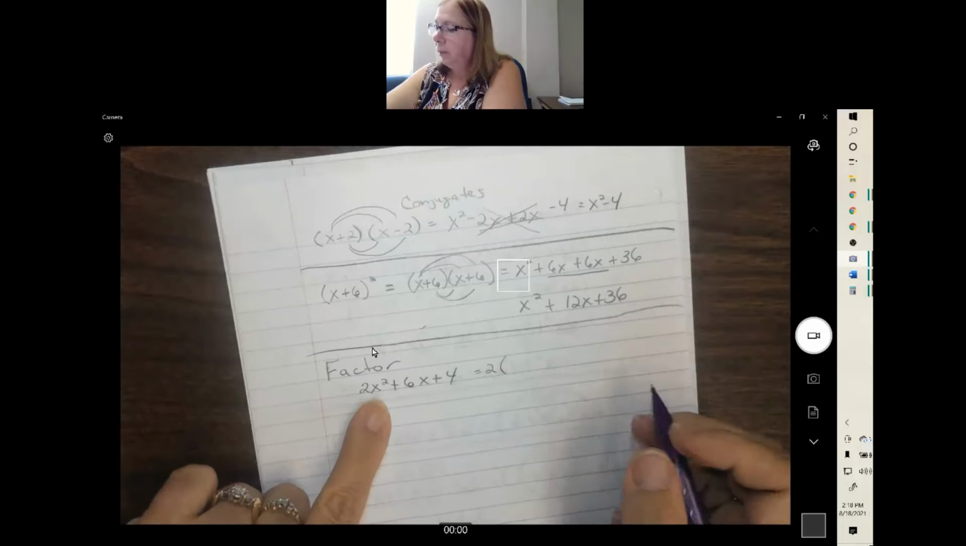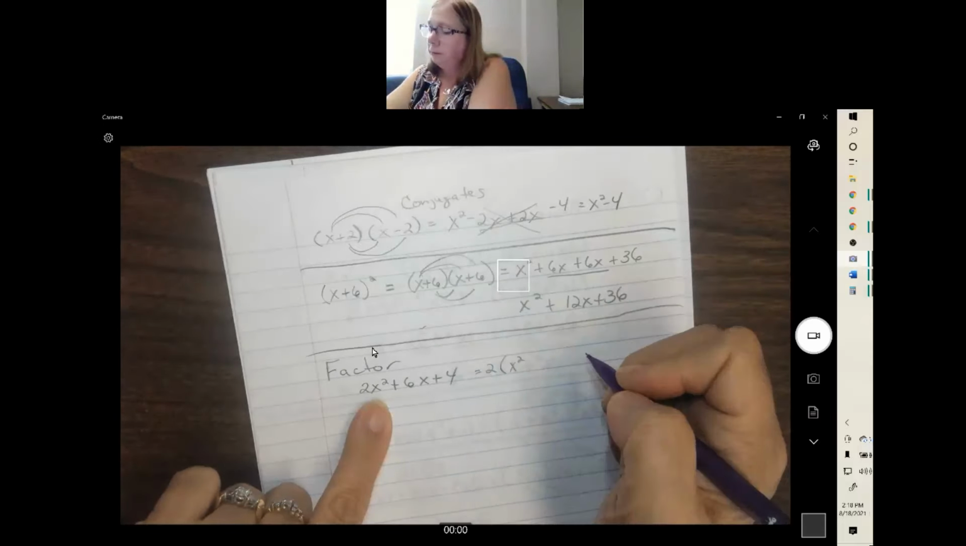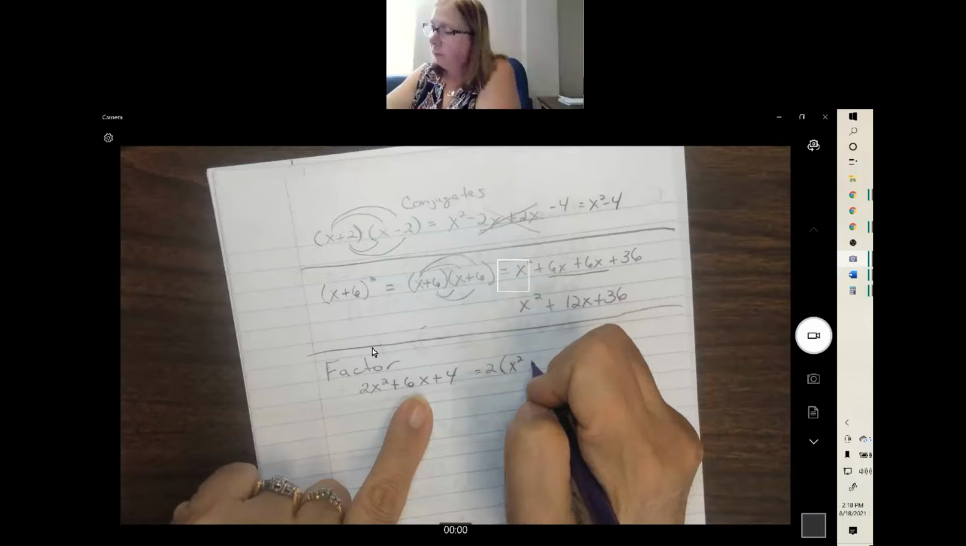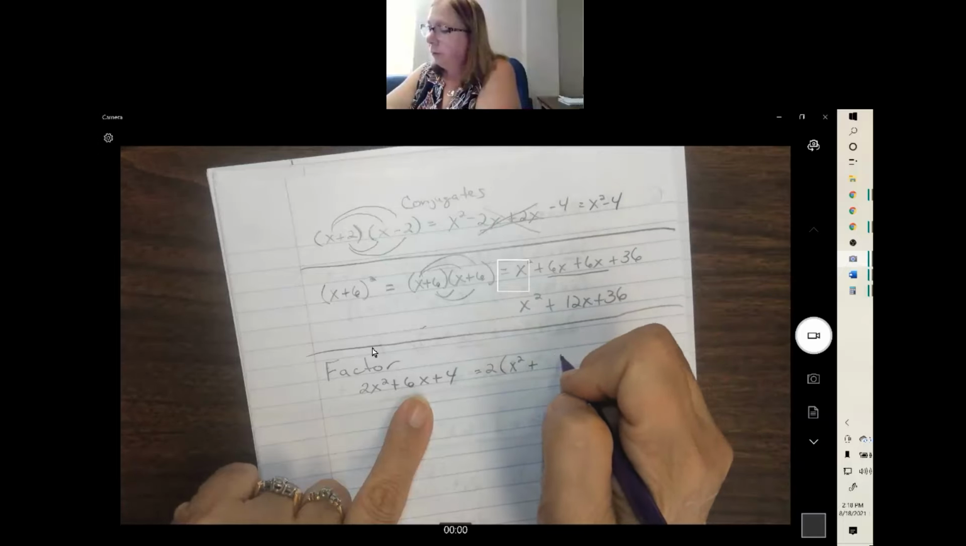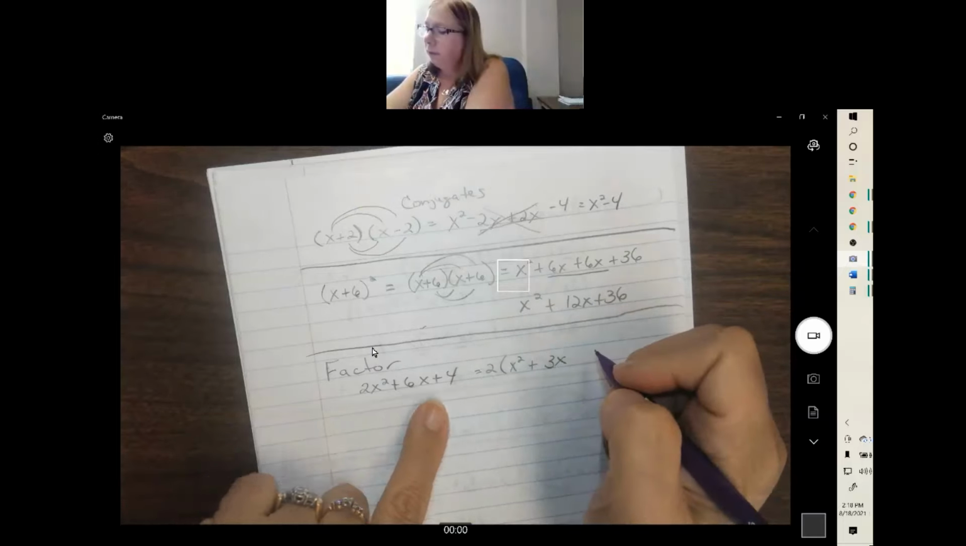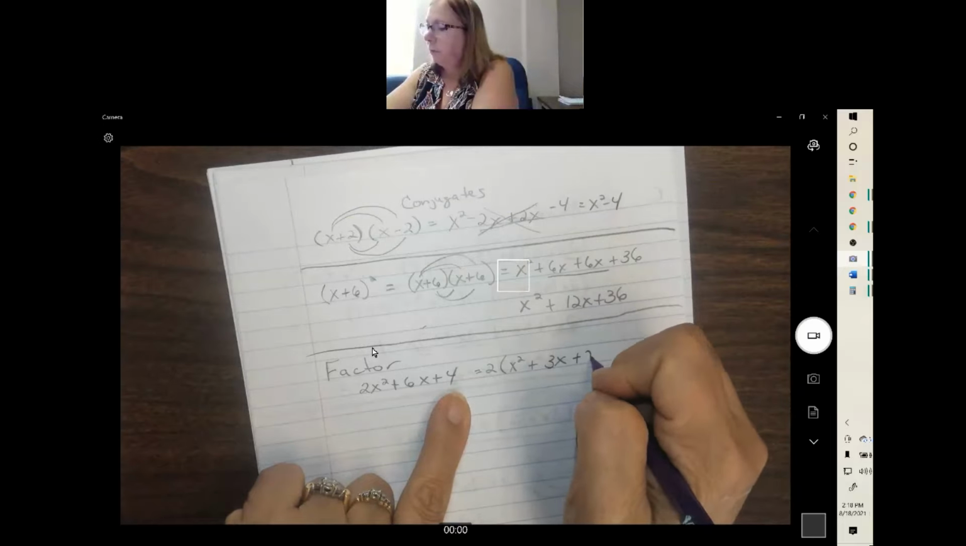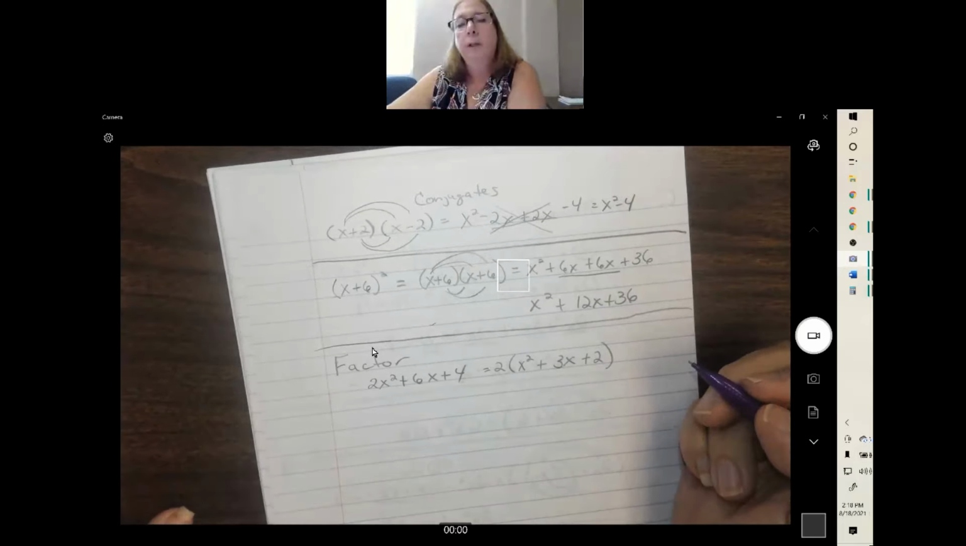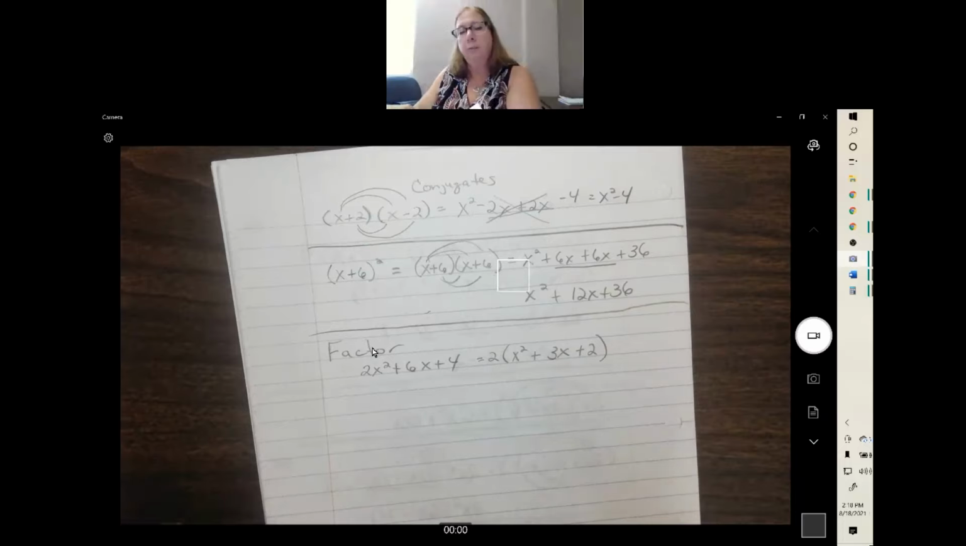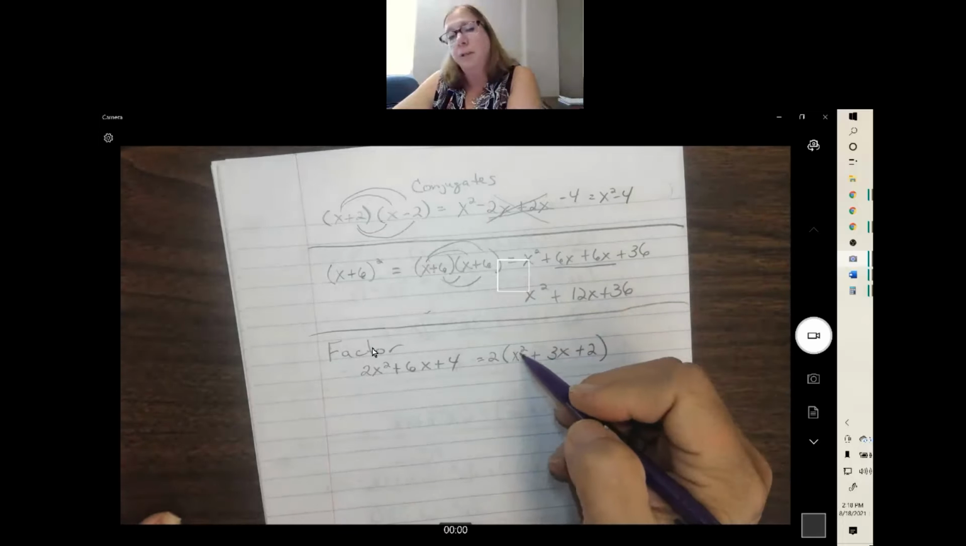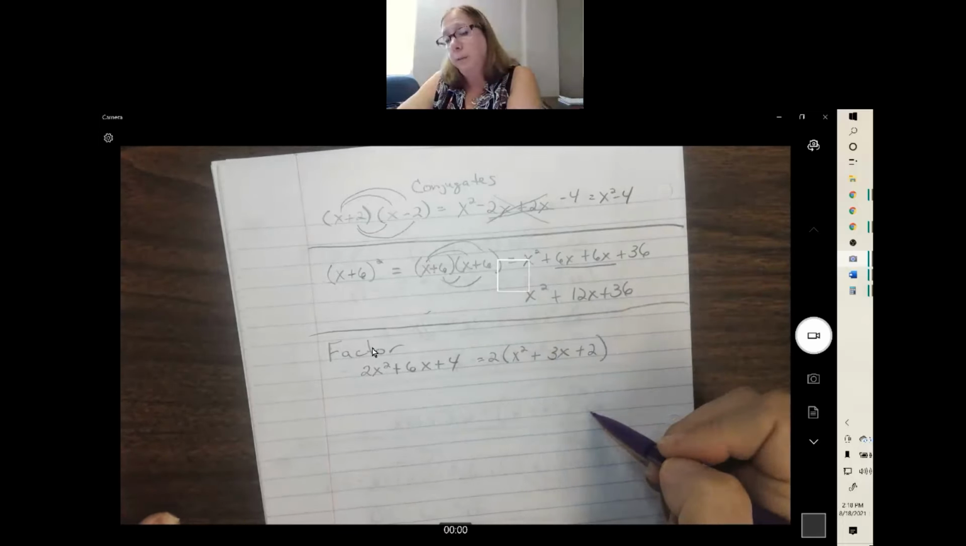So we divide 2 here, we have x squared. Dividing 2 from this one, we have 3x. And dividing 2 from here, we have 2. So one way of factoring is to pull out what they have in common. And you always want to try and do that first. Now we want to see, because this is x squared, we may be able to factor further.